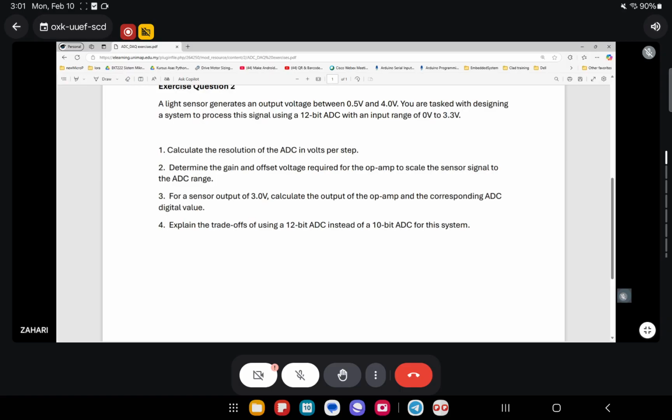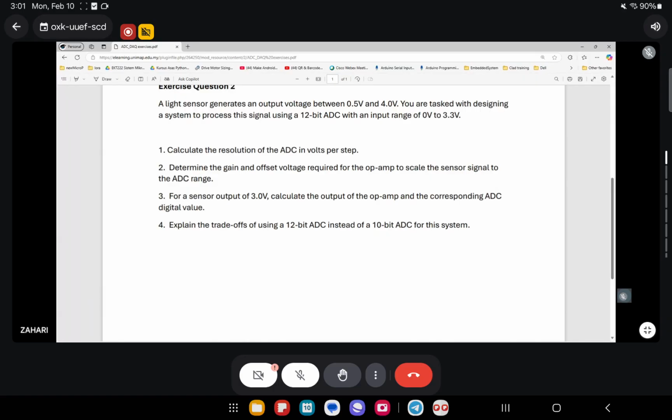Then the next question, number 3: if the sensor output is 3.0. Now we have calculated the gain and the shift. The voltage from the sensor can be from 0.5 to 4.0, right? So 3.0 is in between that range. It asks what is the op-amp output and also the ADC digital value. So you have to understand this one. If you don't understand, it will be difficult for you to calculate.